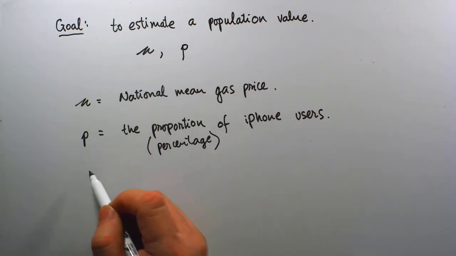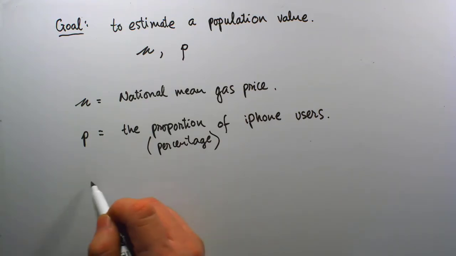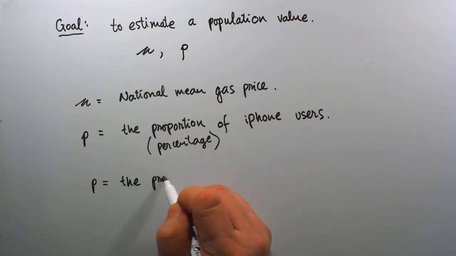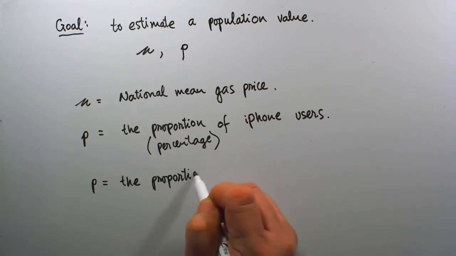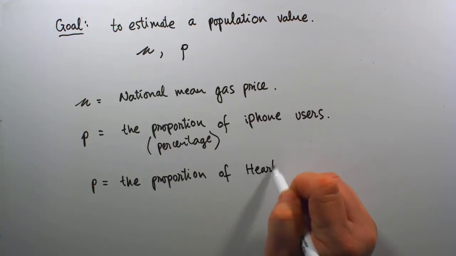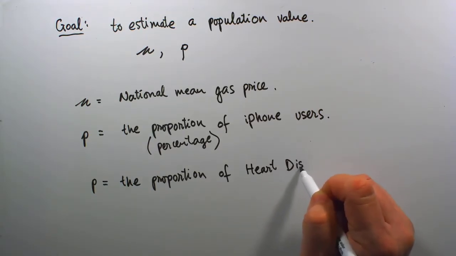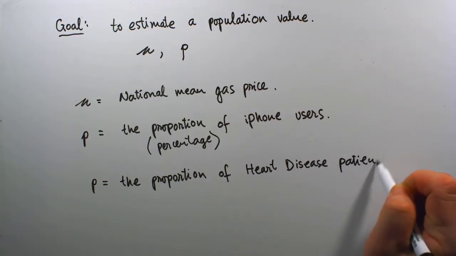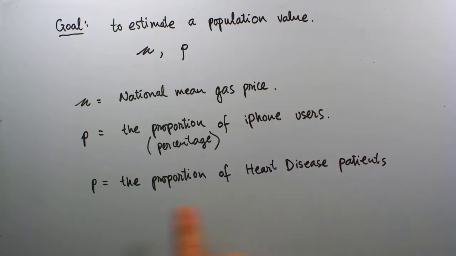We can also study a proportion p, that is the proportion of heart disease patients. A study of this kind of proportion is very popular among medical experts, among anyone who is working as a healthcare professional.